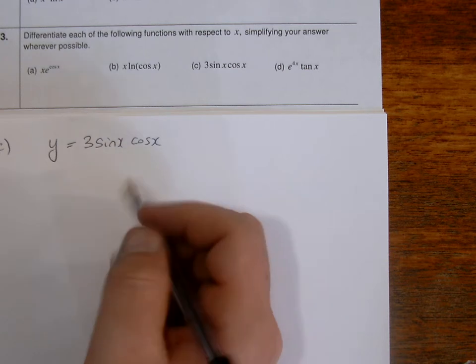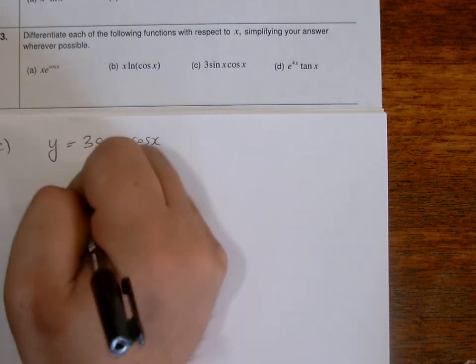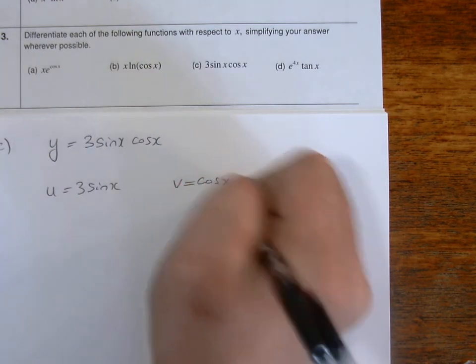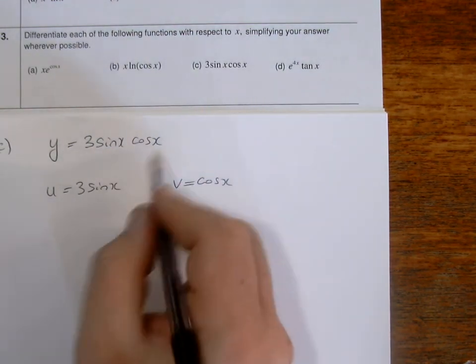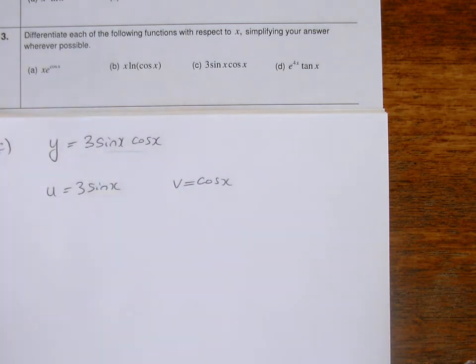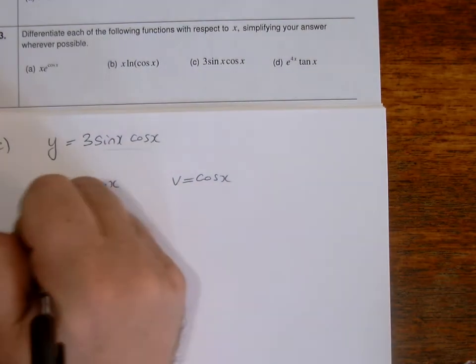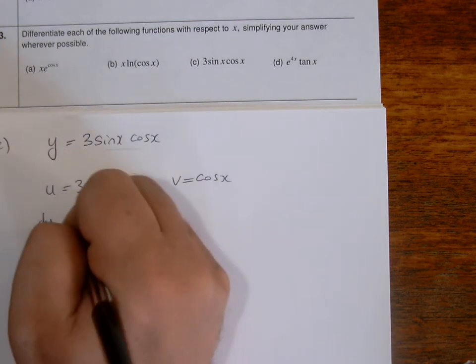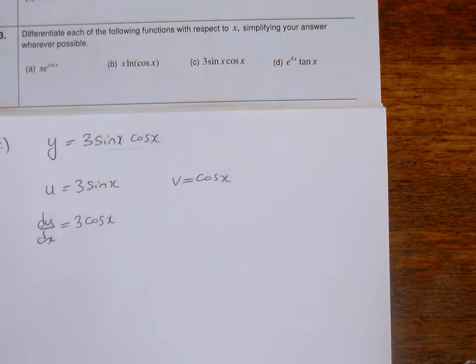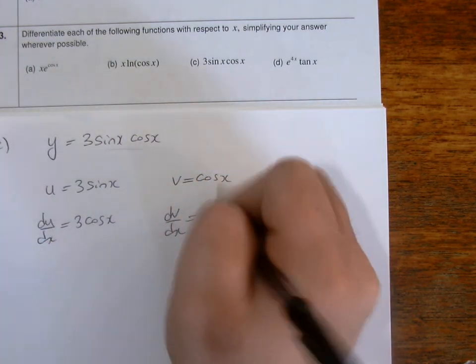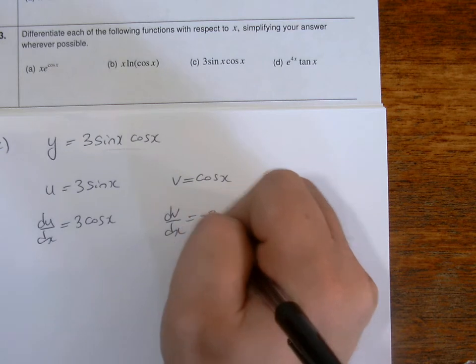Okay, with 3, you've got u equals 3 sine x, and v equals cos x. The product of these two functions means we've got to use the product rule. So du/dx: differentiate sine x and it becomes cos x, so we've got 3 cos x, because that 3 is just attached to it. dv/dx: differentiate cos x, you get minus sine x.